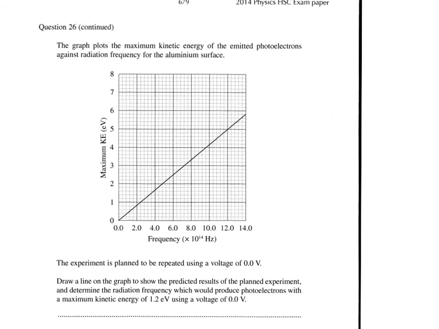So they want us to do some graphing. They've done one line, and this line here is for 4.1 volts. Now they want to do the experiment with a reduced voltage of 0 volts. Now the problem that we have is that this graph shows electron volts.